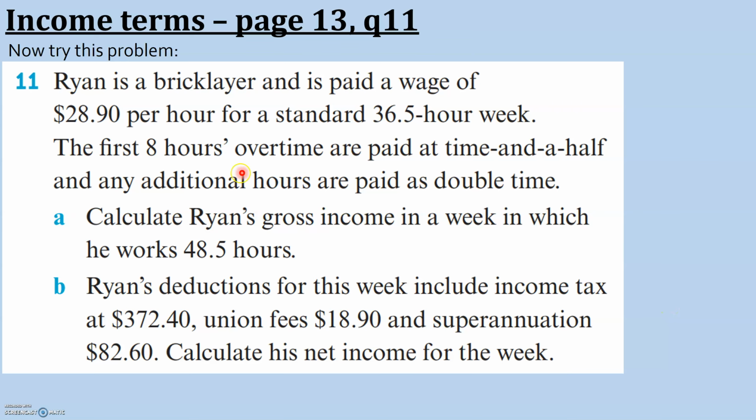Alrighty, so Ryan is a bricklayer and he's paid $28.90 normally for a standard 36.5 hour week. But if he works more than that amount of time, then he starts getting paid some overtime. So the first 8 hours after that are overtime. And after the 8 hours, he's actually paid as double time. So we're going to work out how many extra hours he was working in this week and what he's going to be paid for that. So pause the video here.